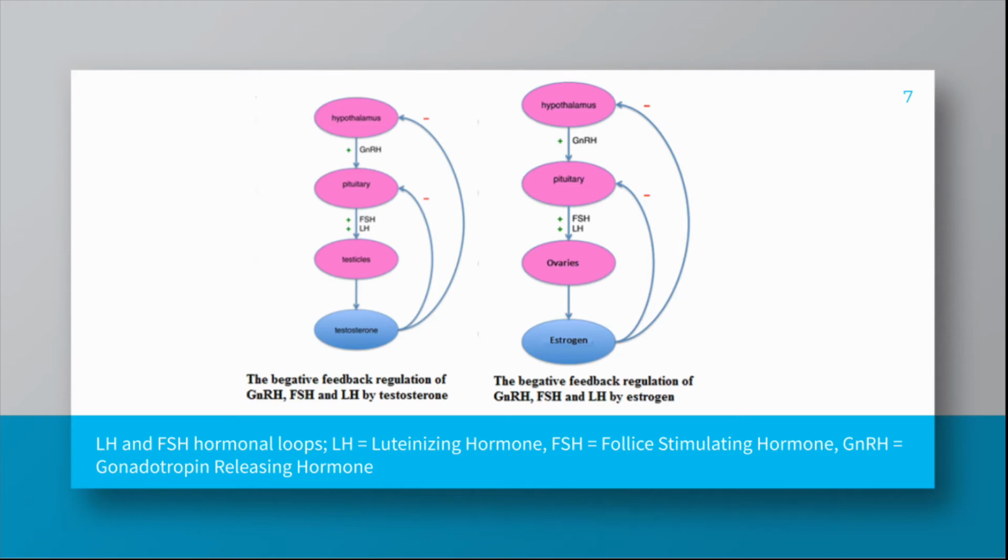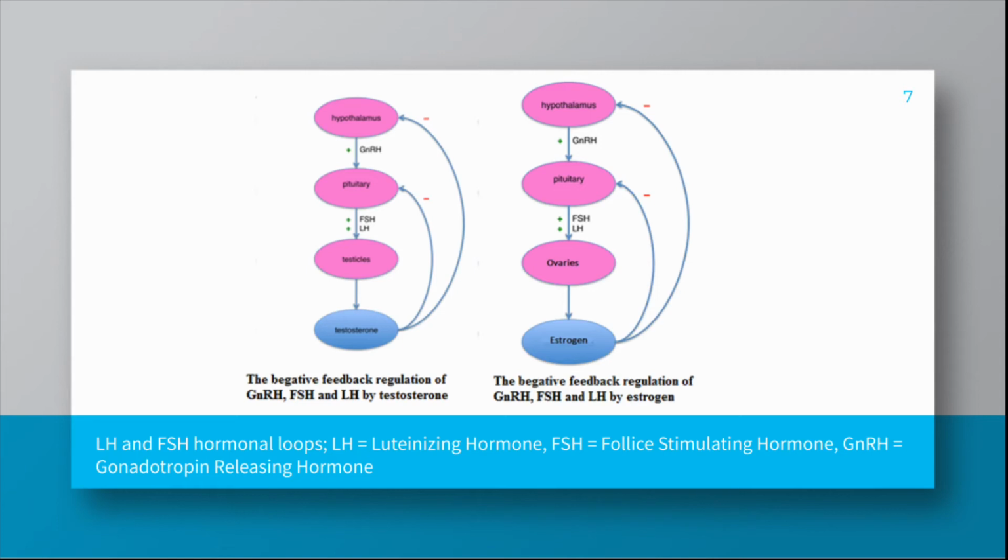So to prevent the level of hormones from overwhelming the body, the more testosterone or estrogen that is produced, the less LH and FSH will be released, so that the levels of testosterone and estrogen aren't exceedingly high. Additionally, the levels of GnRH, or gonadotropin releasing hormone, will also start to decrease, as you can see from the arrow with the negative sign there.